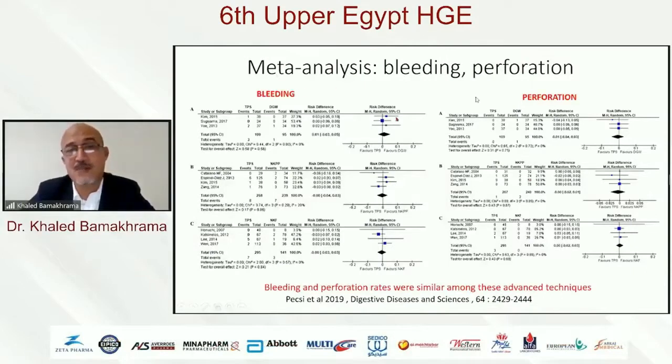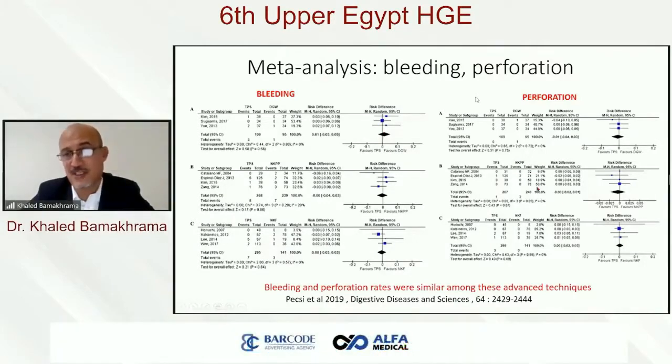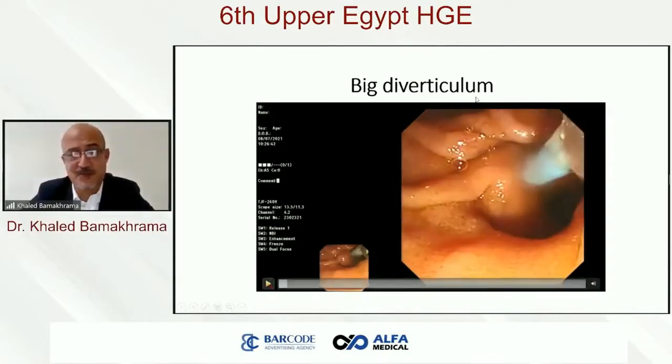What about the complications? You can see the bleeding is equal in all the techniques. Again, the perforation is equal. A big diverticulum is another issue that sometimes will give you difficulty.